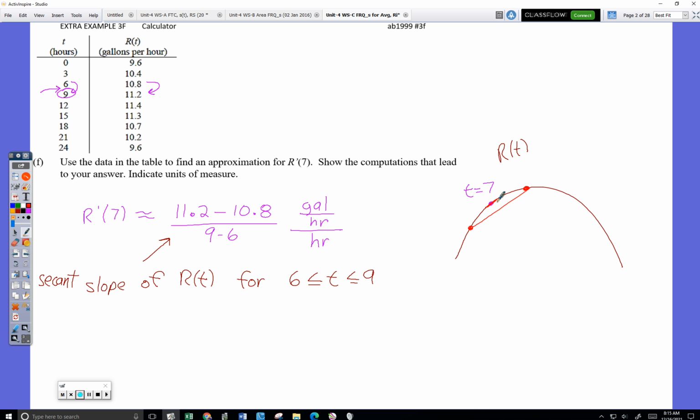Back to Jacob's question. The only way to truly find R prime of 7 is if you have an equation for R. If we don't have an equation for R, we can't find R prime of 7. So the best we can do is a secant slope to approximate a tangent slope, always. Secant slope means average rate of change. Tangent slope means instantaneous rate of change. So we're using an average rate of change to approximate an instantaneous rate of change.